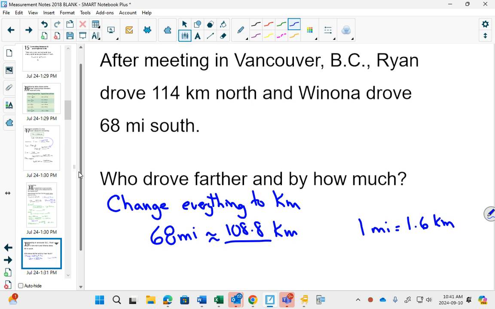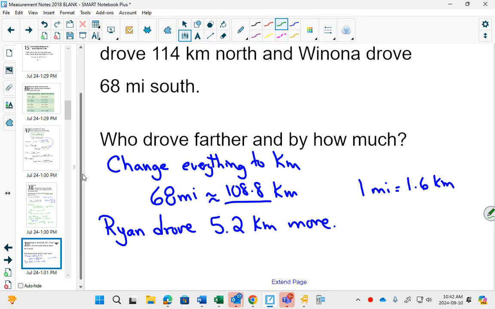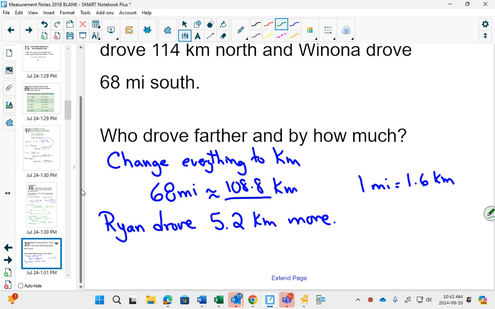So that means that according to this, Ryan drove 5.2 kilometers more. So here's one strategy to do this question. You choose to change everything to kilometers.